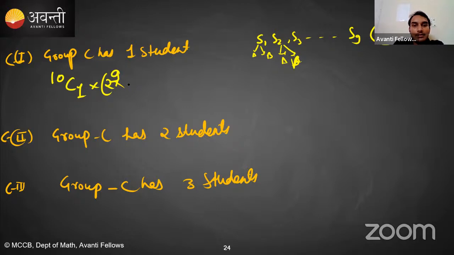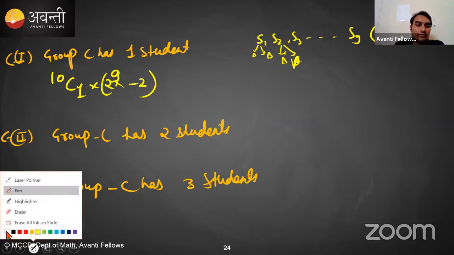Clear? Is this clear so far? But what will happen? In this 2 raised to the power 9, there is one case when all the students are in group A and one more case when all the students are in group B. So those two cases we have to subtract. Yes or no? So, minus 2. Is this clear? So that many groups will be formed.